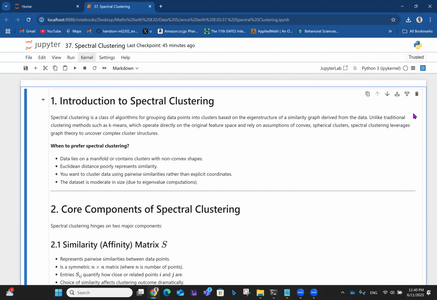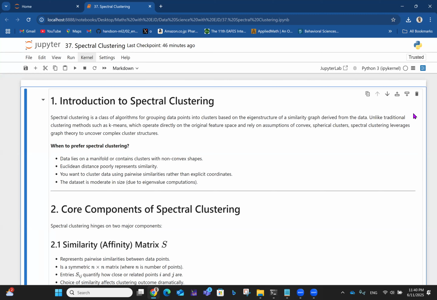Spectral clustering is a class of algorithms for grouping data points into clusters based on the eigenstructure of a similarity graph derived from the data. I have a whole playlist on graph theory, graph and network theory. You want to check that out under the playlists, so that can give you an idea of what a similarity graph looks like.